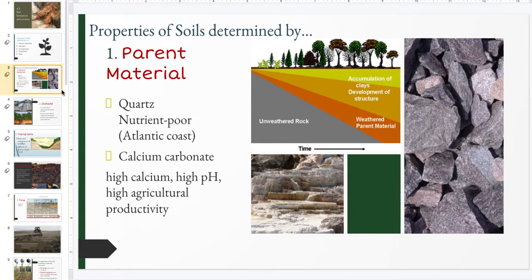Parent material. Obviously, the rock that forms the inorganic component of soil is going to have an effect on the properties of your soil. If you have quartz, it's nutrient poor. If you have calcium carbonate, it has a lot of calcium, it has a high pH. It's great for growing crops. Calcium is one of those excellent inorganic resources that plants need. So, yeah, the inorganic component of the rocks that form up the dirt part of your soil, absolutely important.